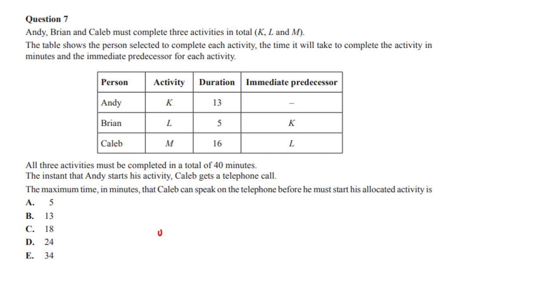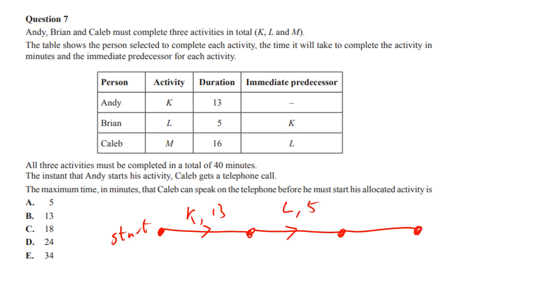Okay, world's easiest precedence table. So we have our start. Then we have an activity, which is K, which takes 13. Then we have another activity, which is L, which takes 5. And then we have another activity, which is M, which takes 16.